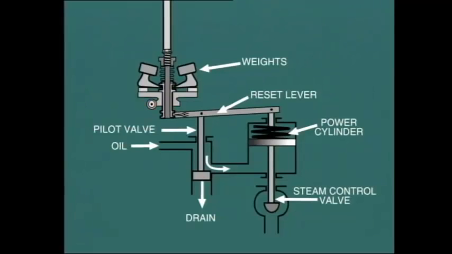This movement of the power piston opens the steam control valve and allows more steam to enter the turbine, which causes its speed to increase. Also note, as the power piston rises, the reset lever lifts the pilot valve back into the neutral position again.